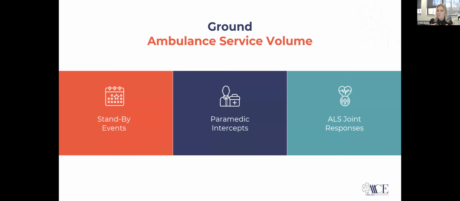So I might provide standby coverage at a 5K run in my community, but I'm not going to count that in my ground ambulance volume unless a patient approaches me, I provide some level of service, maybe a transport or a treatment on scene. I'm going to include that in my volume.